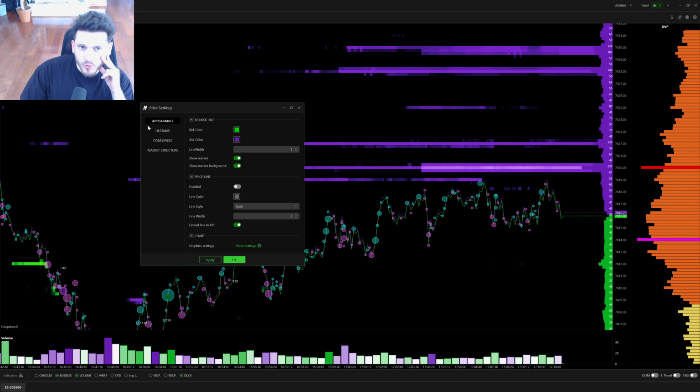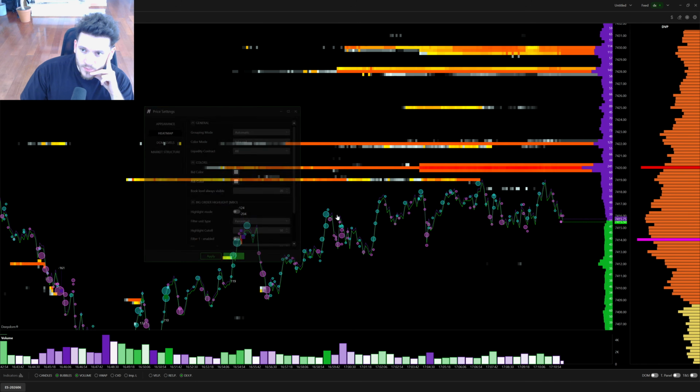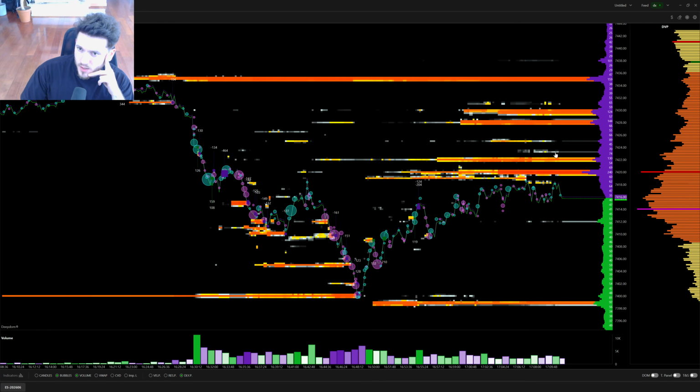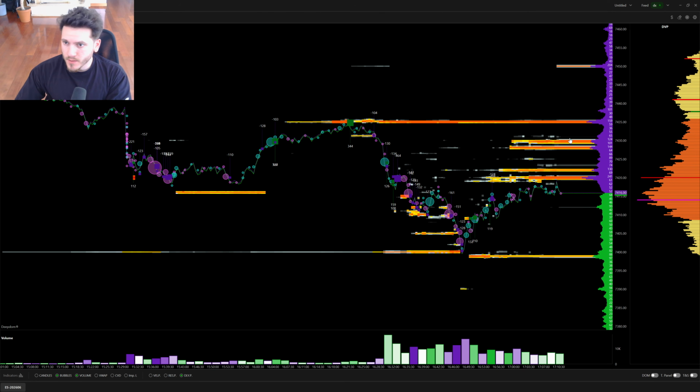properties. And for example, on the heat map, I can select either the deep dominant or the infrared, the classic old one, right? Which is also really cool, because this one basically shows you a little bit of heat idea, right?